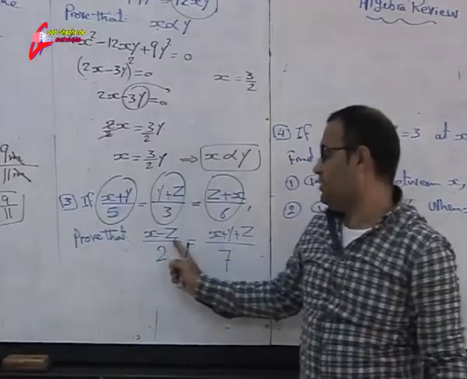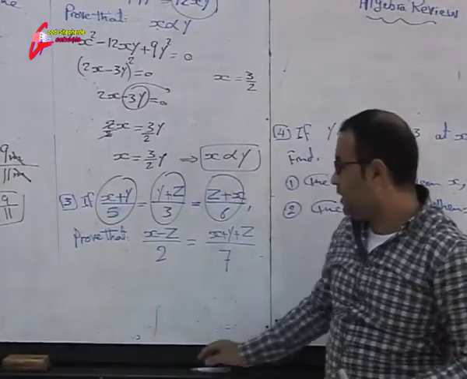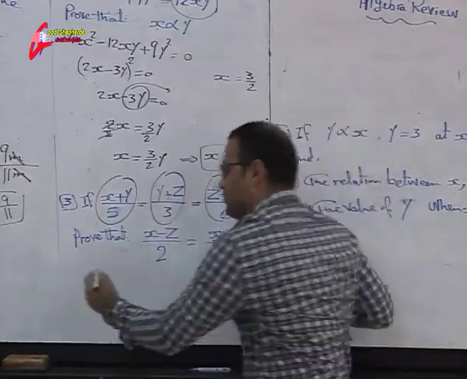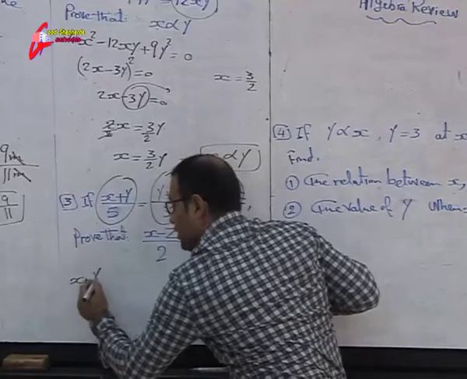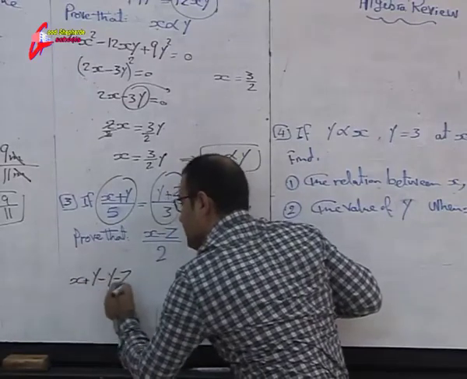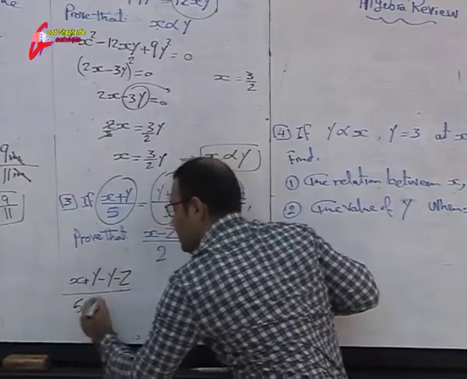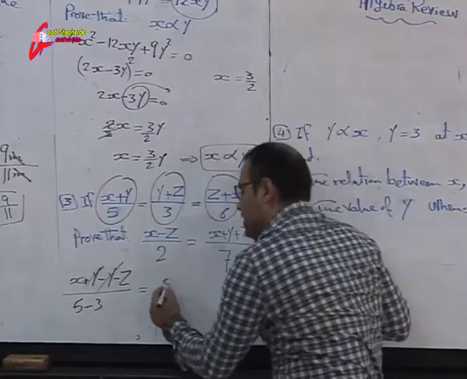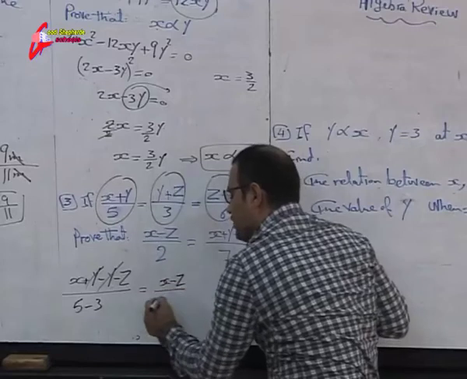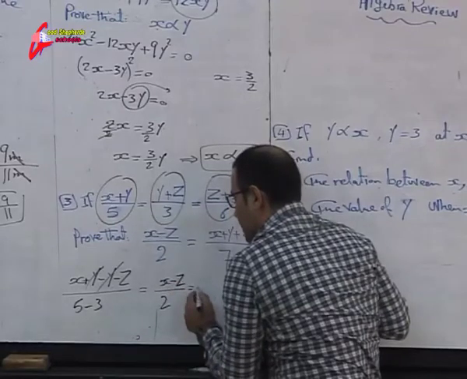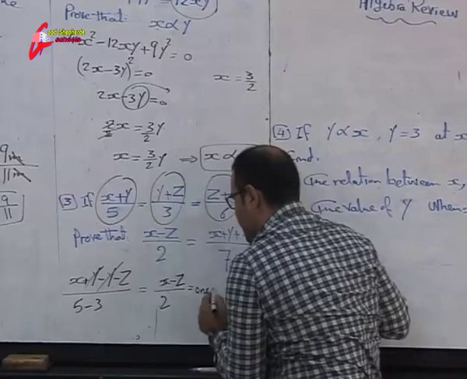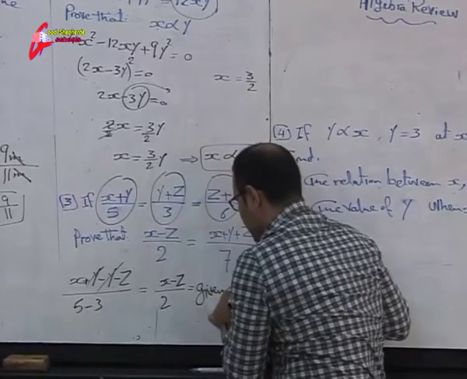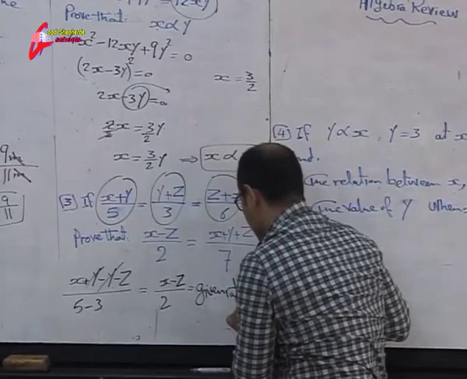(x - z) over 2 means if you multiply the second ratio by negative 1, the answer will be (x + y - y - z) over (5 - 3), with y removed. So (x - z) over 2 equals 1 of the given ratio, or equals the given ratio straight. Given ratio, this is number 1.